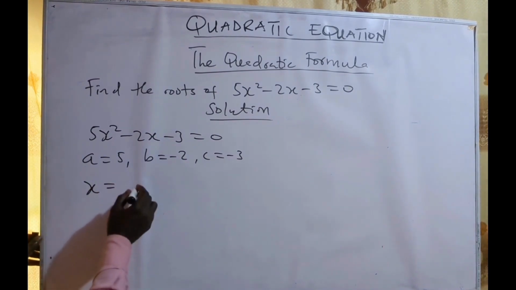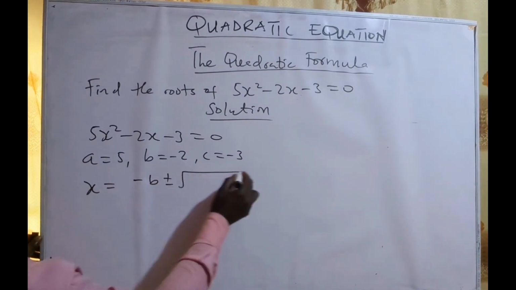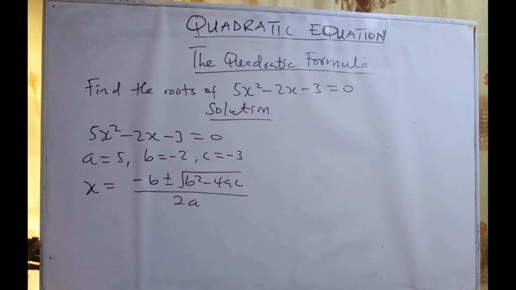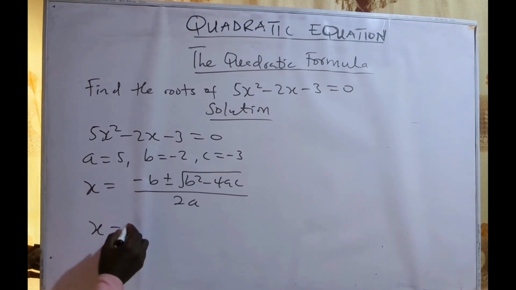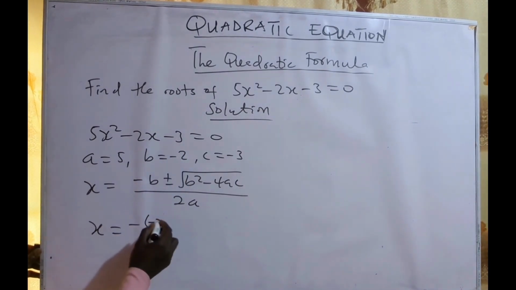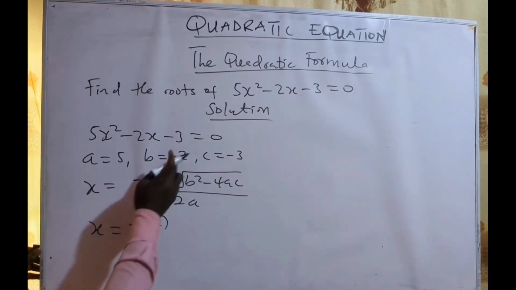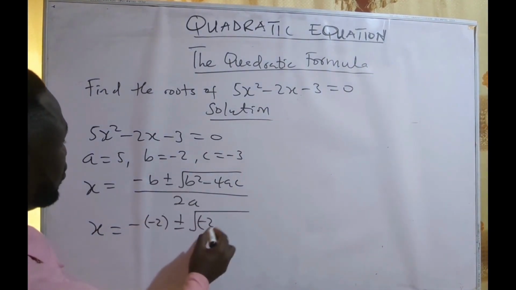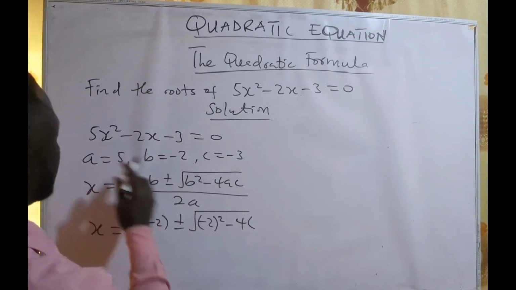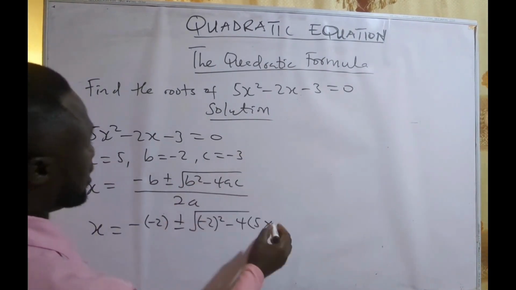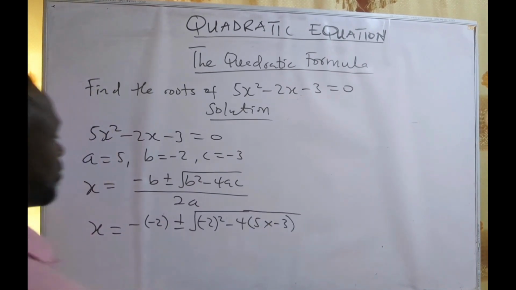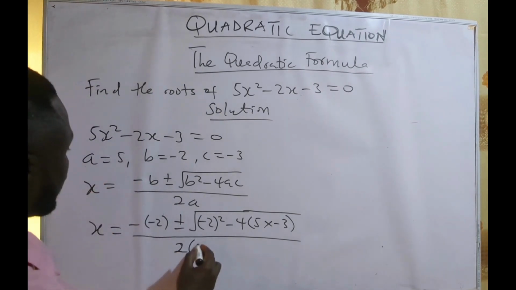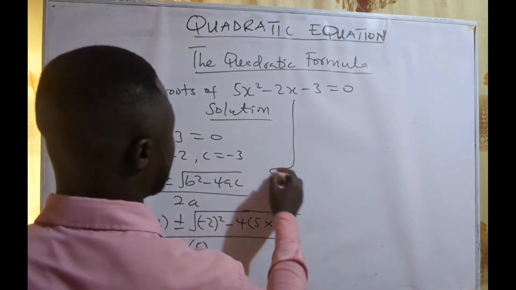So x is equal to minus b plus or minus square root of b squared minus 4ac all over 2a. So what will be my minus b? B is what? Negative 2. So minus negative 2. So minus is already there, and then the b is negative 2. Plus or minus b squared. So negative 2 squared minus 4 times a, 5, times the c, negative 3. Okay, all over 2 times the a. What is the a? 5. Okay, so let's continue from here.